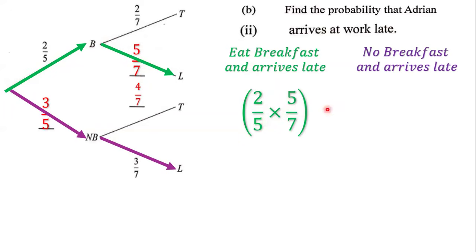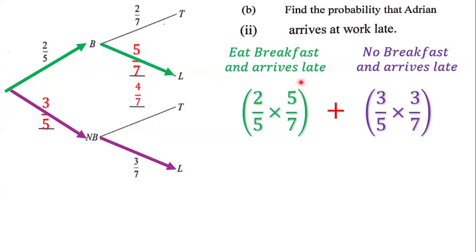But there's another way that it could happen. He could have no breakfast and still arrive late. What's the probability that he has no breakfast? That's 3/5. But if he has no breakfast, the probability that he arrives late is 3/7. So we have 3/5 multiplied by 3/7. Since there are two ways it can happen, this way or the next way, we use addition because it's or.